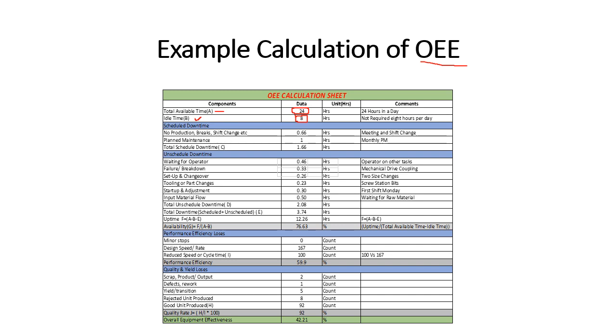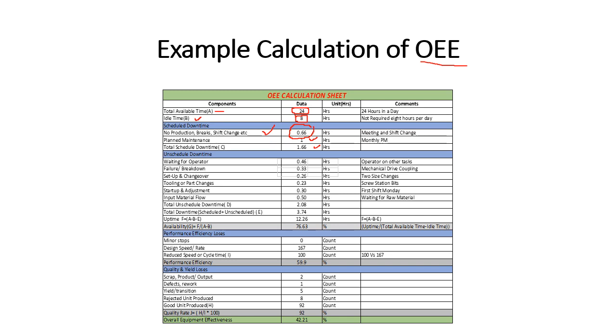Scheduled downtime may be due to the shift change. Okay, note that this 0.66 hours, this is also not attributed to maintenance. Second is plant maintenance, 1 hour. So total scheduled downtime is 1.66 hours.